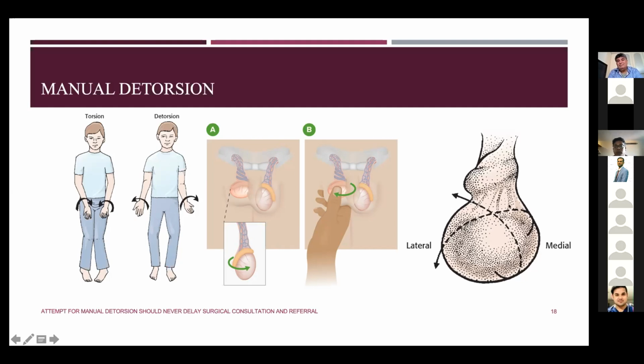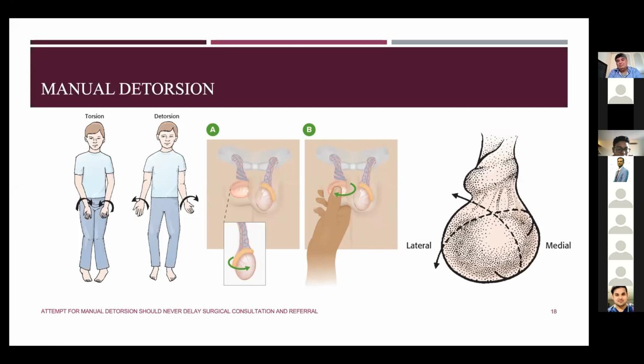The detorsion maneuver should take place in two planes, that is from caudal to cranial as well as medial to lateral simultaneously. Immediate pain relief is seen if the detorsion maneuver is working. If there is increased pain or no pain relief at all, then we might need to consider that the testes might have torted laterally, and detorsion should be done in the opposite direction then.